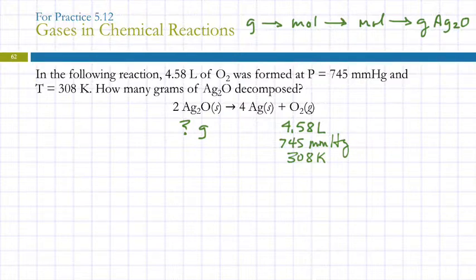But to do that, you're going to have to calculate the moles and then convert to grams, and then you're going to have to convert right back to grams. So that would be kind of a detour. So we're going to use the pressure, the volume, and the temperature of that gas and figure out how many moles of oxygen, and then go moles of oxygen to moles of Ag2O to grams of Ag2O.